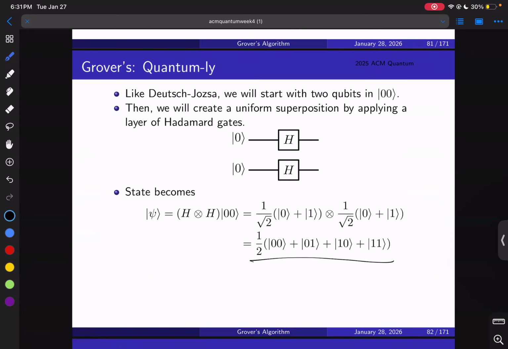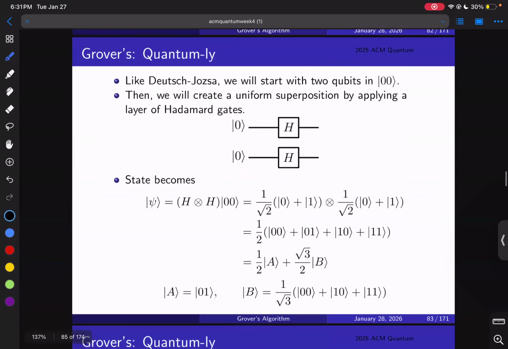And this is a uniform superposition of all 2-qubit states. Because you have all 2-qubit states, 0, 0, 0, 1, 1, 0, and 1, 1, and they're all weighted equally with 1/2. So they all have a 1/4 probability of being measured. And in general, that's what a Hadamard layer does. Yeah, and now let's do that conversion to the A and B basis. And it turns out that we can express it as 1/2 times ket A, plus √3/2 ket B. And again, here are the definitions. So questions on that? So now we have the state of the vector in the A and B basis after we apply the Hadamard layer.